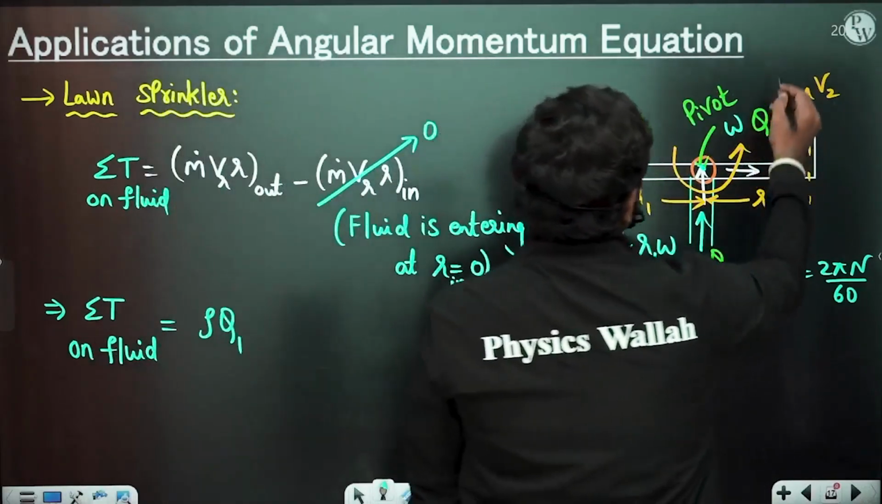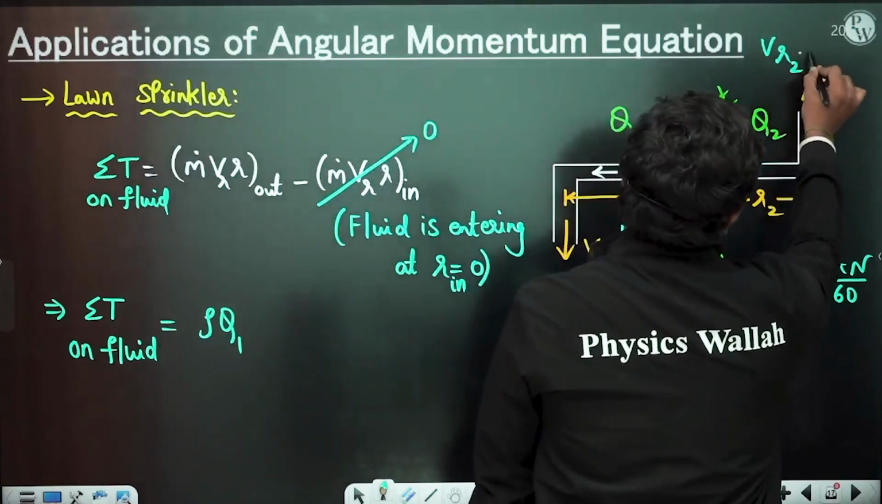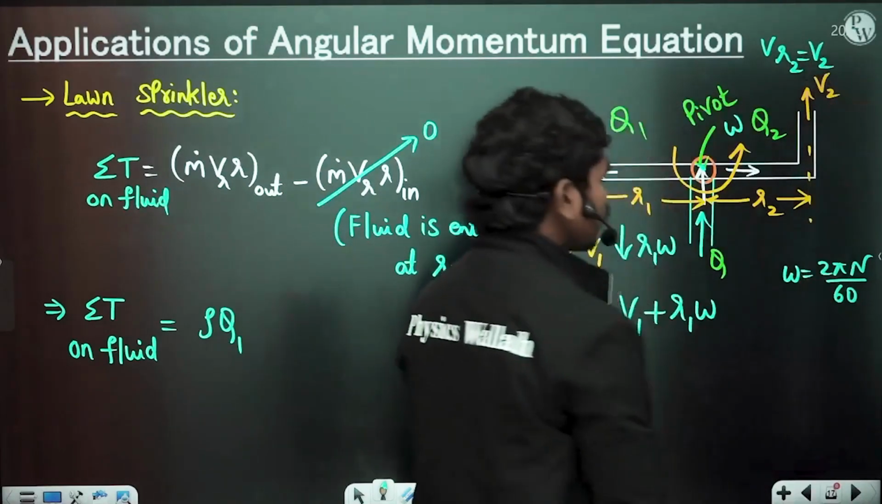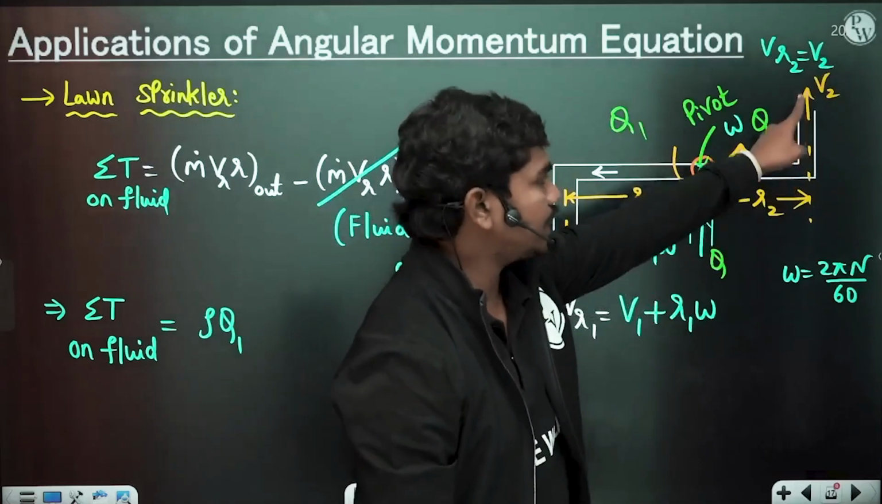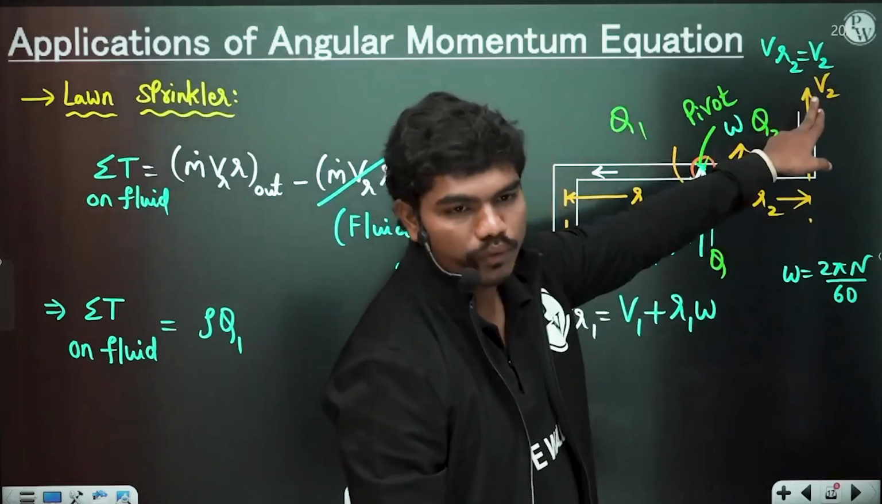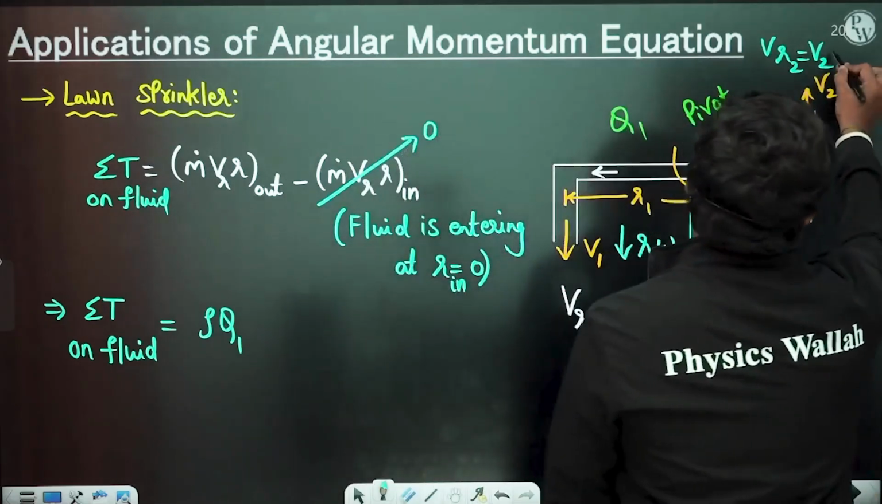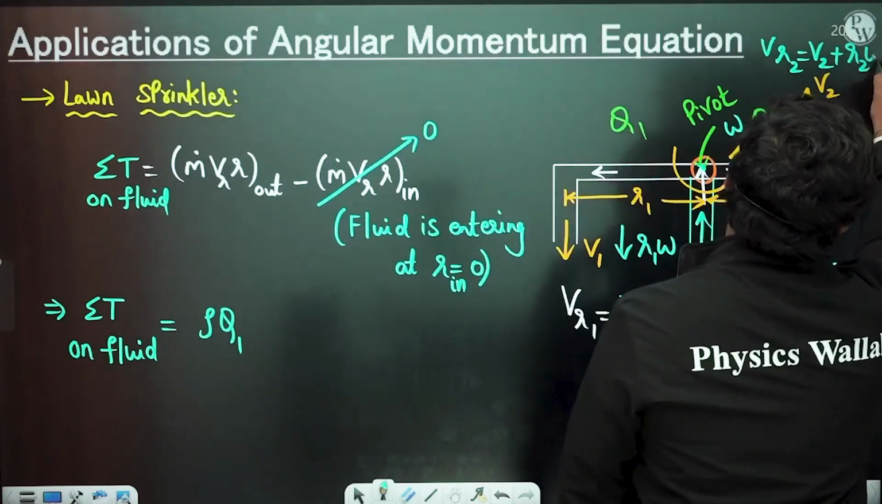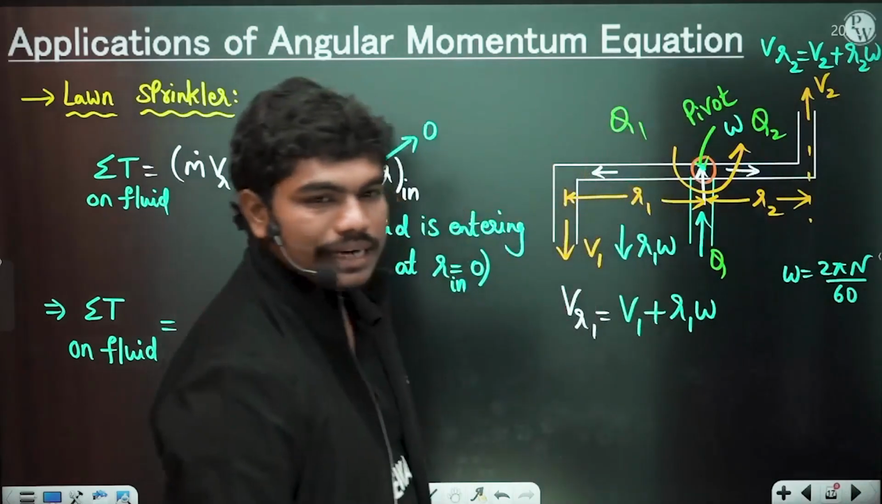Similarly here, the relative velocity at this section 2 is V2. Here also the fluid is moving in this direction and this sprinkler arm is also moving in this direction. So again we have V2 plus R2 omega.